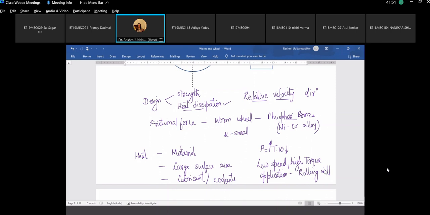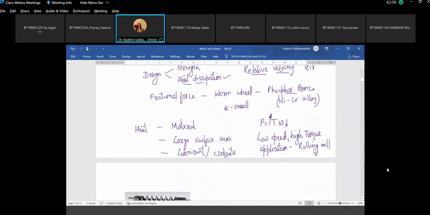Normally it is high temperature rolling. Normally it is cold rolling also. Torque required is very high, and this is done at very low speed to improve the surface finish. If you do it at high speed, the surface finish is poor. One specific application, the only example where the worm and worm wheel is used in an automobile, is in the differential gearbox.